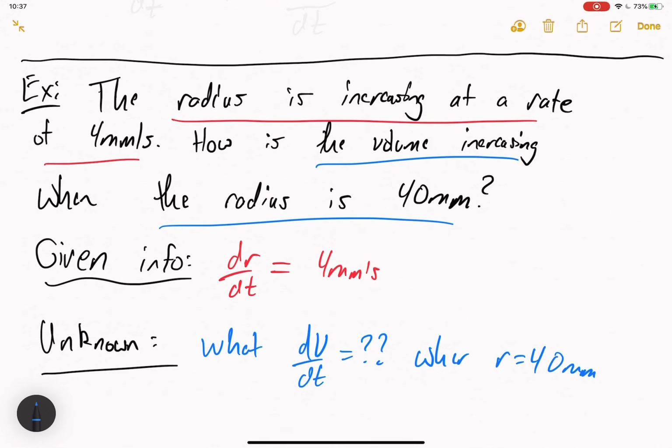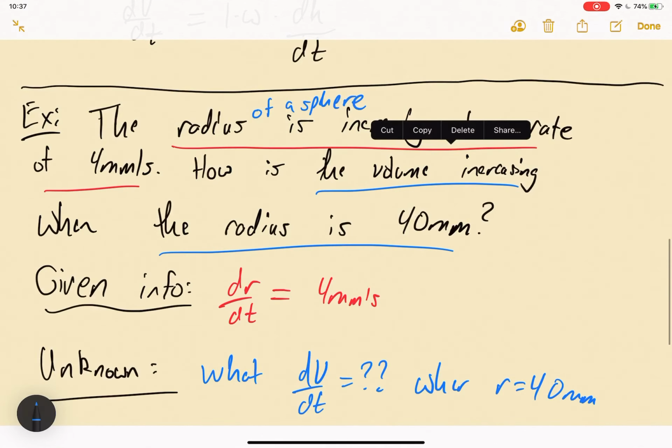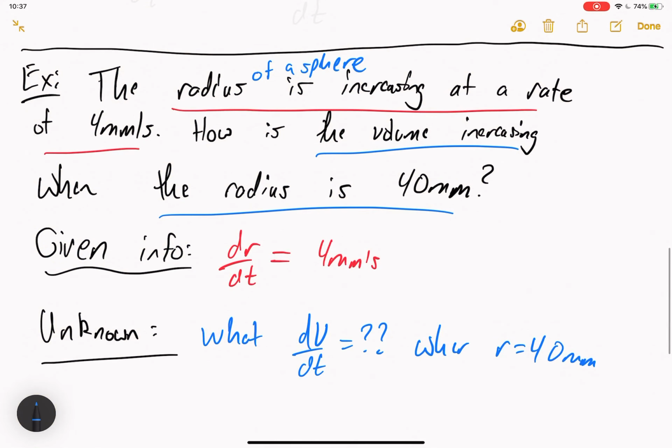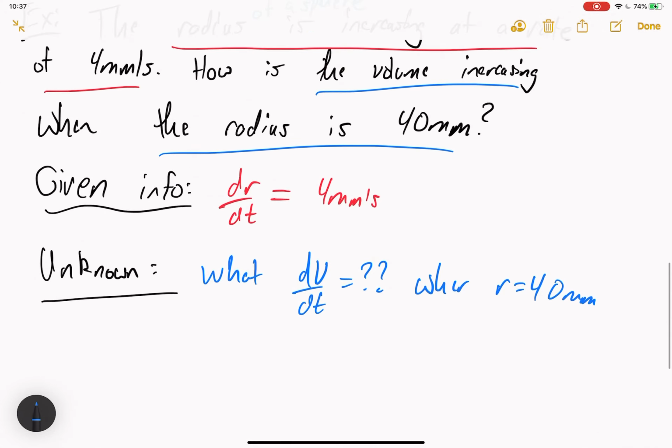So how can we relate these two quantities? We look at the volume of... wait. Oh, I'm so dumb. It's the radius of a sphere. I can't believe I just missed that word. I think you guys maybe got that, but I could have easily been talking about a cylinder. So my bad. Okay, we're doing a sphere, just in case it wasn't clear.